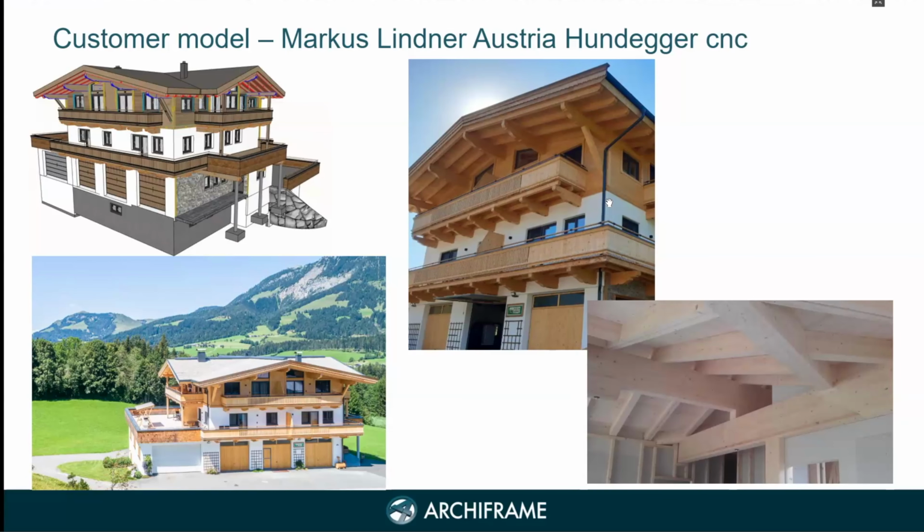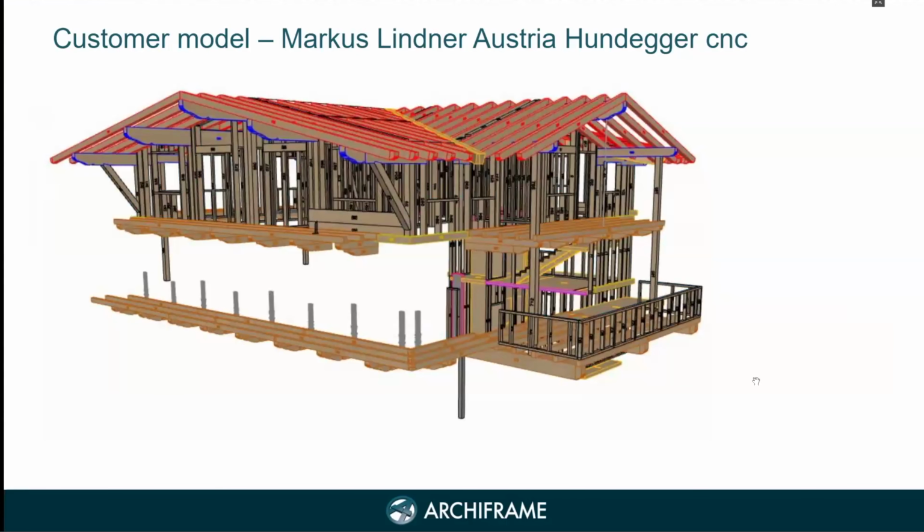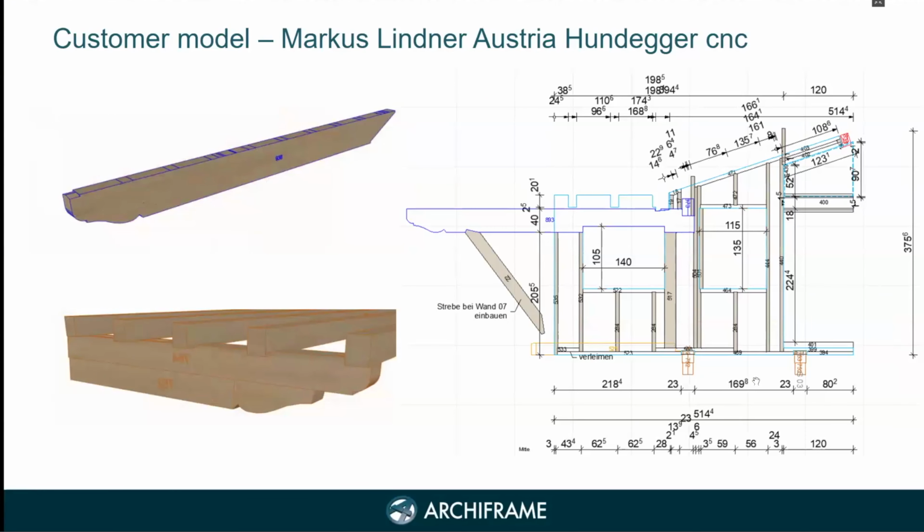And another kind of building, this Tyrolean or Tyrolese timber frame house, everything cut with Hundegger CNC. So all these decorative endings, tenon mortise, dovetail joints, they are done with ArchiFrame and then produced with Hundegger. And more details of the same building and the detail of one part of the wall in form of ArchiFrame element drawing.